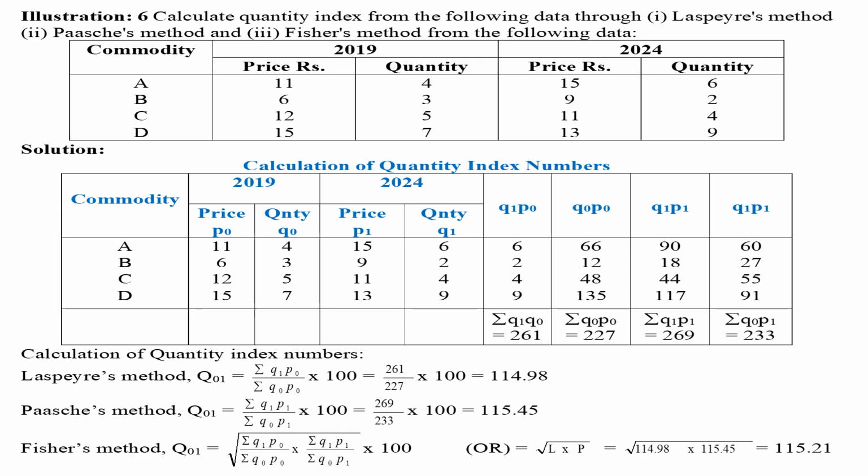In illustration 6, it is required to calculate the quantity index from the following data through 1. Laspeyres' method, 2. Paasche's method, and 3. Fisher's method. A 9 columns table should be prepared. In the first 5 columns, data as given in the illustration should be recorded. In the 6th column, Q1 into P0, in the 7th column, Q0 into P0, in the 8th column, Q1 into P1, and in the 9th column, Q0 into P1 should be calculated. Then the sums of the last 4 columns should be calculated. These values should be applied in respective formulas to know quantity index numbers under Laspeyres' method, Paasche's method, and Fisher's method.